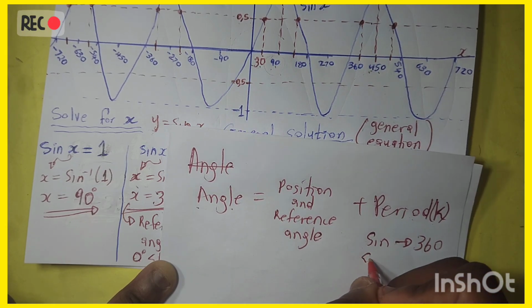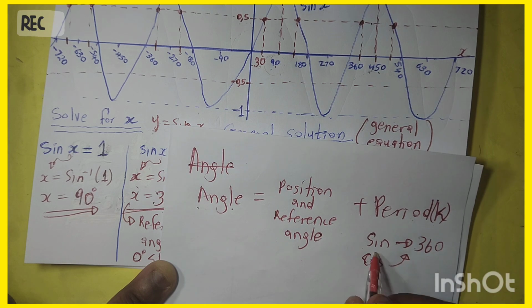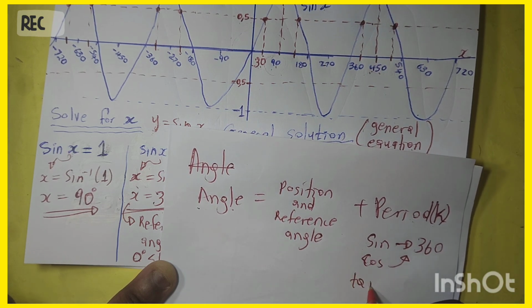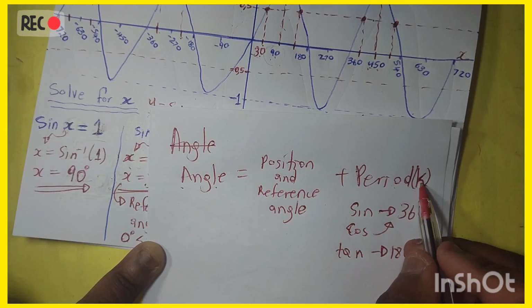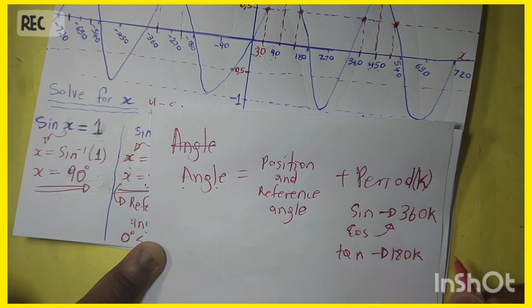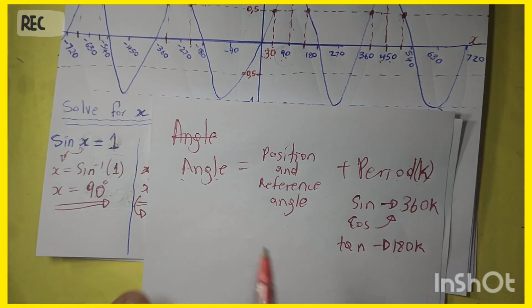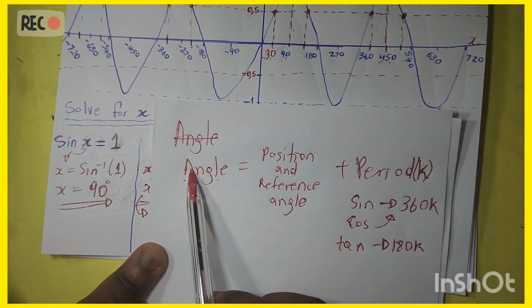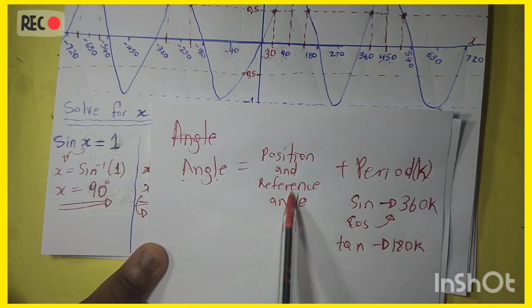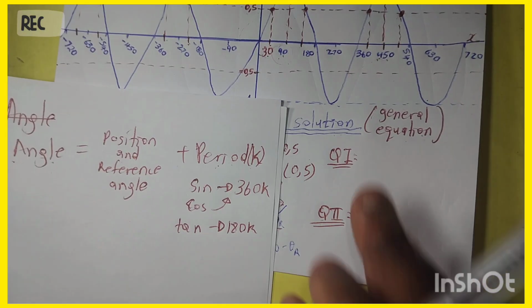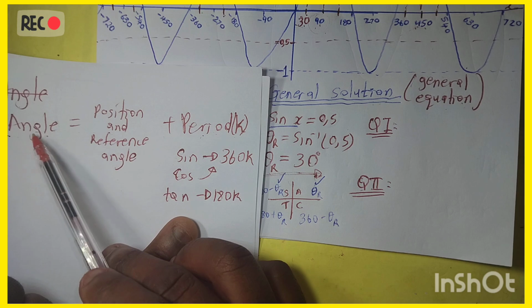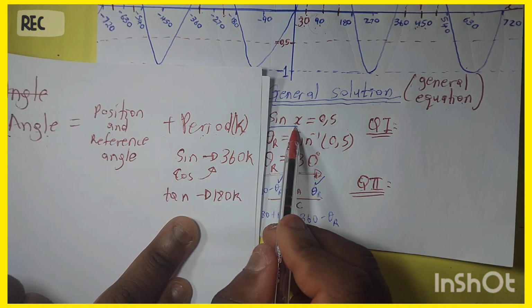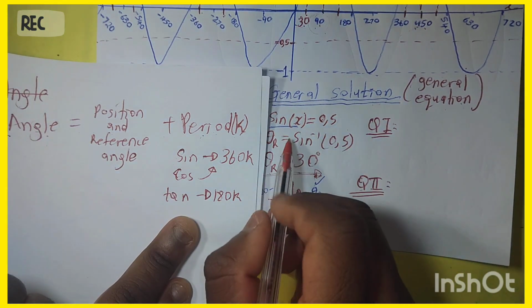For both, guys, cos and sine, it's 360. But if it's tan, they will just give you 180 there. And you will put that k there, meaning this thing should have k, our period. So once, guys, you understand what I did here, it's angle, which is equal to position and the reference angle plus period. So once you understand this, you can come and apply it here. This is how I will apply that information now. I'll just say that the angle, guys, that I'm referring to, is the value for x there. This is the angle, that one.